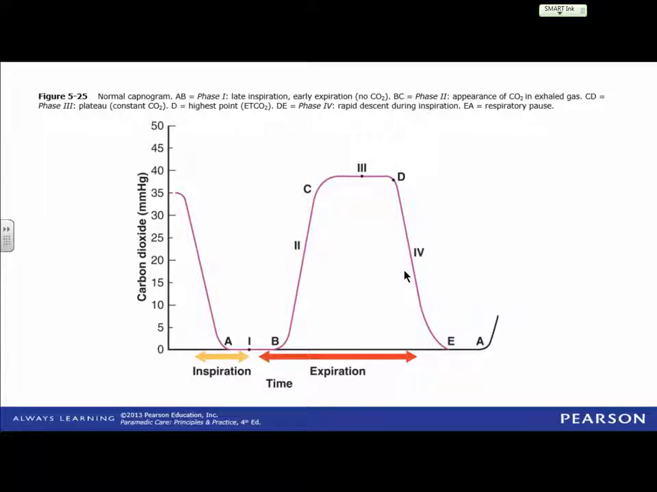So again, if you look at your graph here, this is your numerical representation, and if you've got capnometry on your monitor in a little box up there, you're going to see your number. But you can also correlate your waveform with your number. So, just looking at this alone, we'd say that their CO2 is around 40, right? So, again, think of the physiological process of breathing and what's happening.